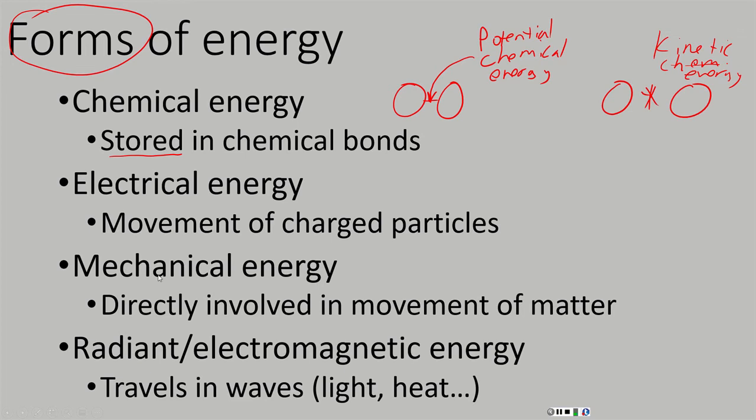Next, mechanical energy. This is what we drew on the previous slide. It's directly involved in the movement of matter, so that ball at the top of the hill is potential mechanical energy, and as that ball rolls down the hill, it's converted to kinetic mechanical energy. And finally, radiant or electromagnetic energy. And this is energy that travels in waves, such as light that we can see, or heat that we can feel.